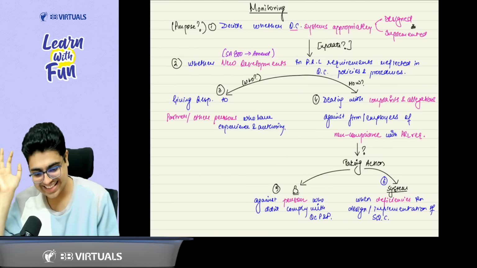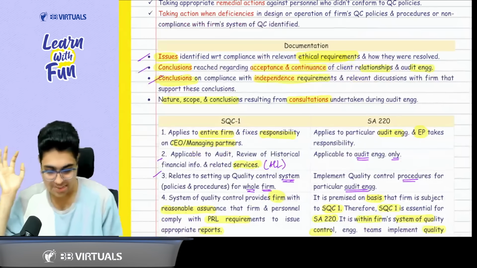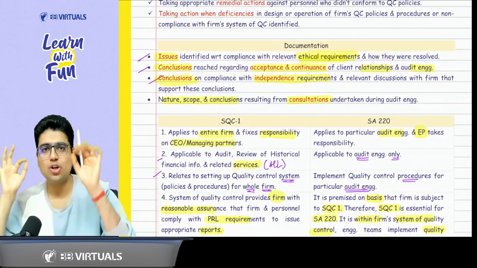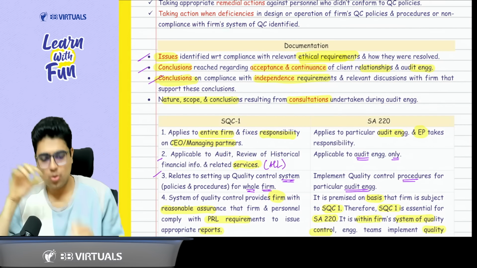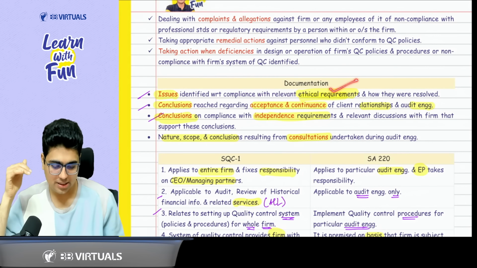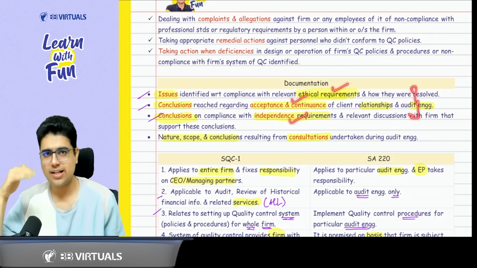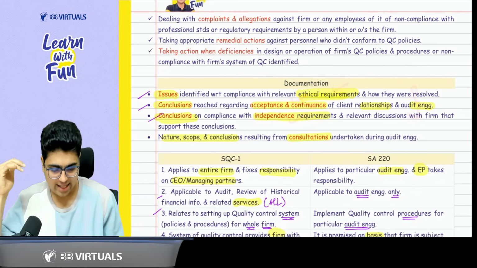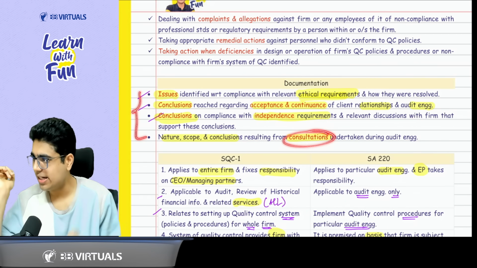Clear, boys? Clear, sir. Now the last part of the standard says documentation. Documentation of 3 topics which are given continuously, like compliance with ethical requirements. In the same topic, we talk about independence. After that, we talk about acceptance and continuance of relationships. So these are 3 interrelated topics continuously. And then you talk about consultation. So just read these points.